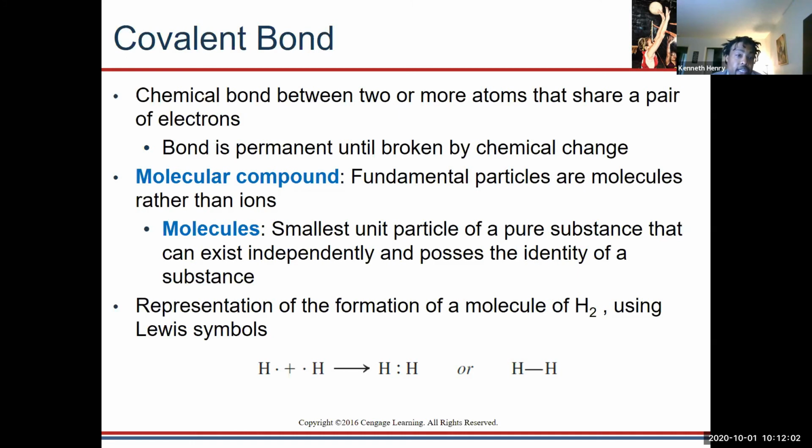So if we're sharing electrons, that means we're not giving up electrons. So like sodium chloride, we're giving up an electron, right? Here we're actually sharing electrons. And there are going to be two ways to share an electron. I'm going to talk to you about both ways.